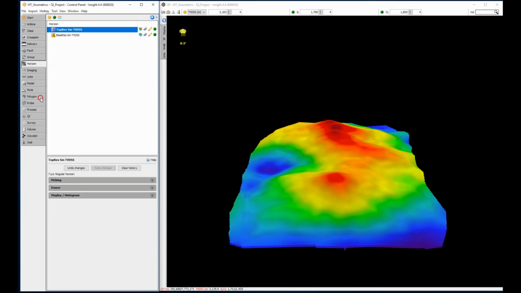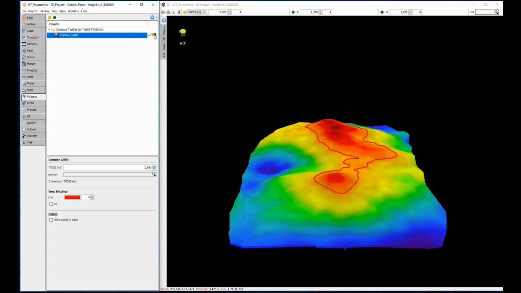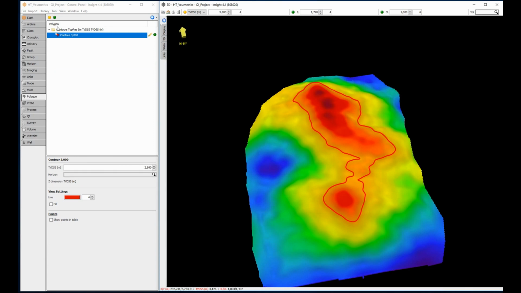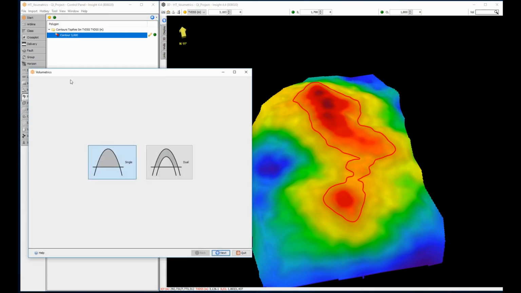Next, I will run a more complex calculation. I will restrict the calculation to a bounding polygon that can be seen here in the 3D view, and I will use a dual surface arrangement of top and base surfaces by selecting the illustration on the right of the Volumetrics wizard.